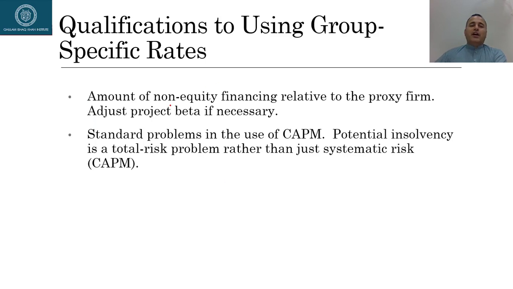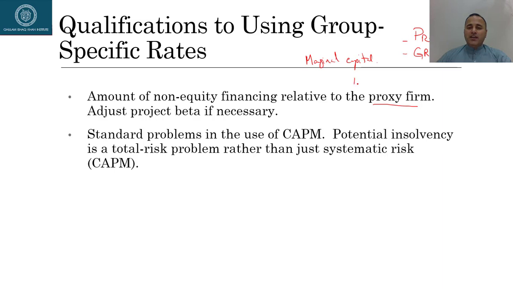Even then, we found some remedy, let's say for what we call the marginal capital. So that was one of the limitations. We did project-specific evaluation, and then we did group-wise. But even then it has some limitations. For example, one limitation is the amount of non-equity financing relative to the proxy firm. So let's say I'm using a company as a proxy.